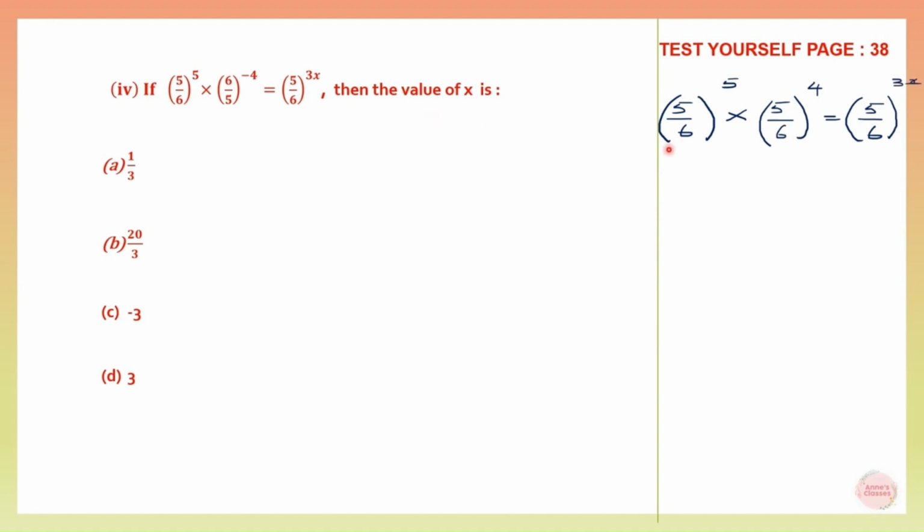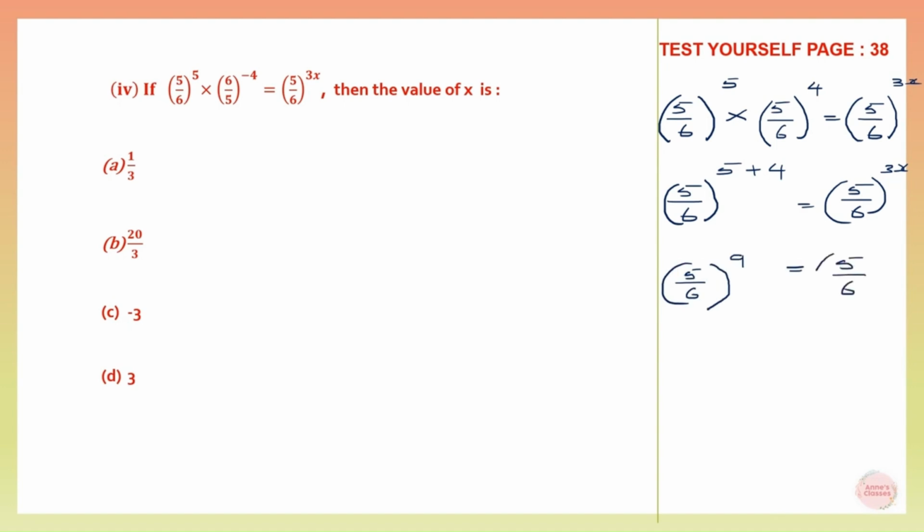Now here we know when the base is the same, we can add up the powers, isn't it? So (5/6) raised to the power of 5 plus 4, adding up the powers, and this is equal to (5/6) raised to the power of 3x. So this is equal to (5/6) raised to the power of 9, which is equal to (5/6) raised to the power of 3x.